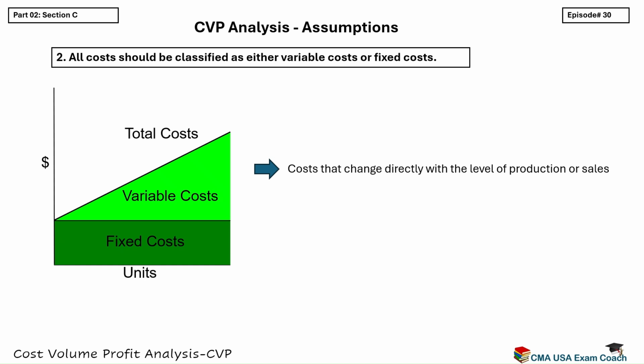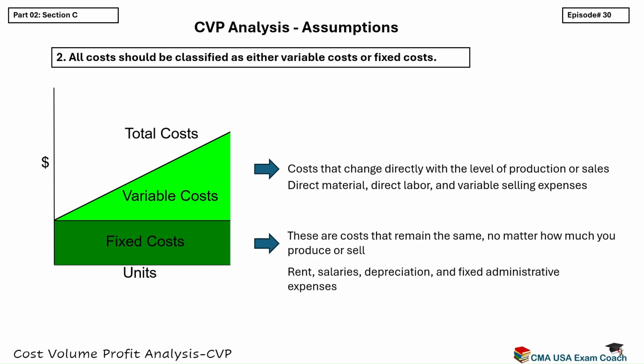Now, what are fixed costs? These are costs that remain the same, no matter how much you produce or sell, at least within a certain range. Examples include rent, salaries, depreciation, and fixed administrative expenses. Whether you make 10 units or 1,000 units, your fixed rent remains the same.